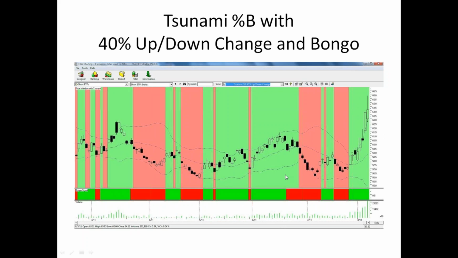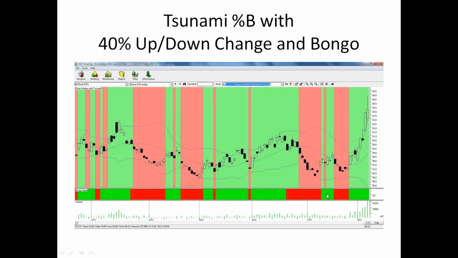Other traders use the tsunami as the primary indicator and the Bongo as the confirming indicator. So tsunami was still up. Daily Bongo went no. They may not have exited. Perhaps you raised your stop, tightened your stop. Once tsunami went down and the Bongo was already down, that's when they exited.